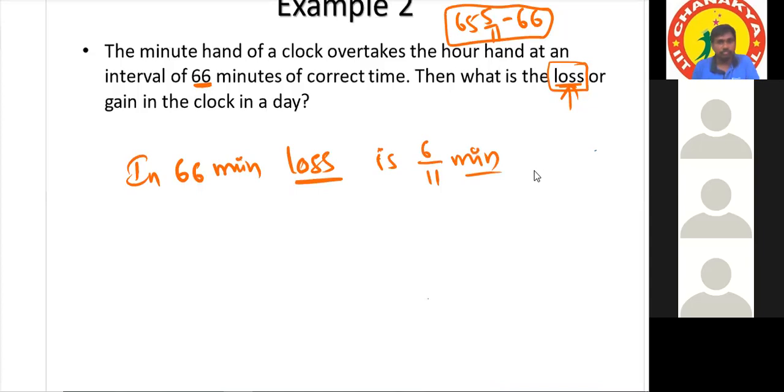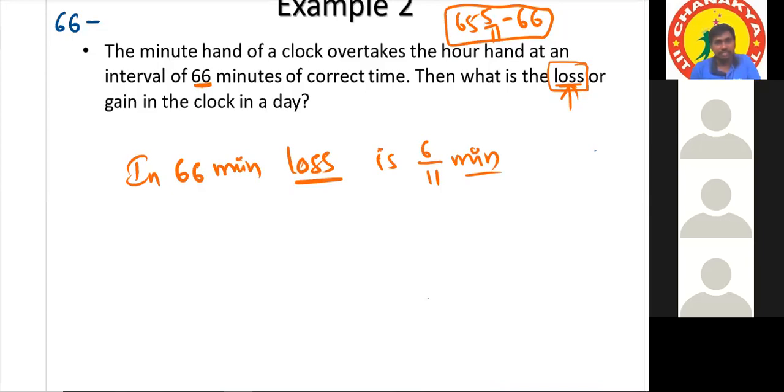Yes or no? Are you there? Sir, it's fully blank for me. I'm unable to see anything. Why? We can see it. Okay. Try to rejoin again immediately.